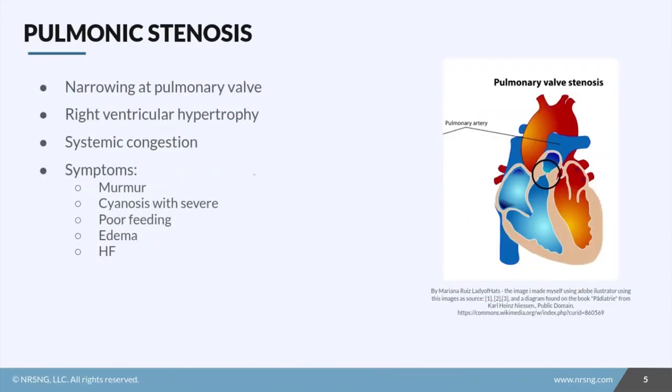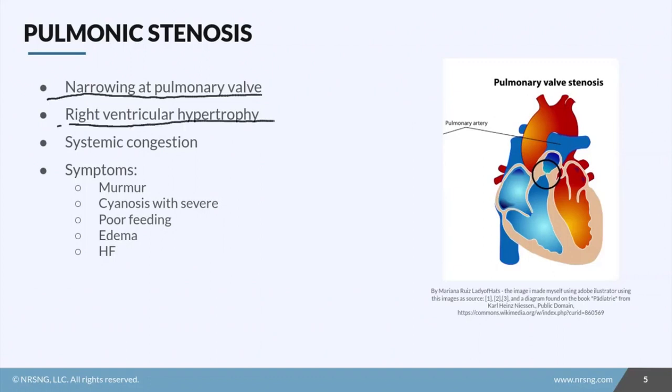The last obstructive defect that we're going to talk about is pulmonic stenosis, and this is when there's narrowing at the pulmonary valve. So thinking about the anatomy of the heart, this means that pressure is going to be increased on the right side of the heart and decreased on the left. So that right side is working extra hard, and you get right ventricular hypertrophy.